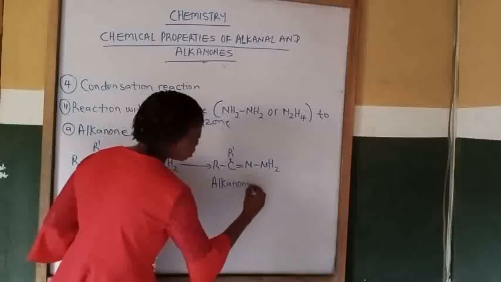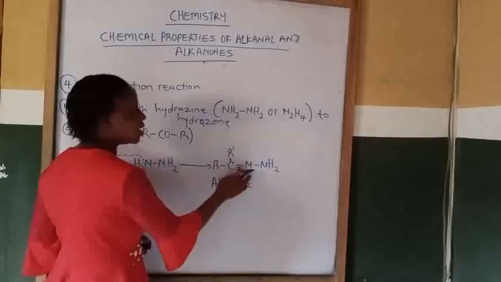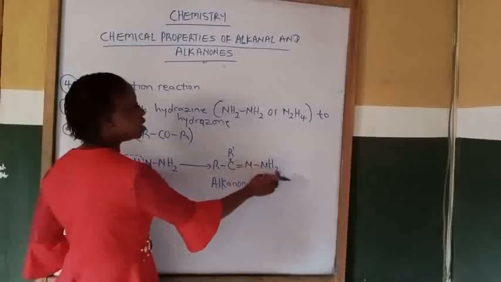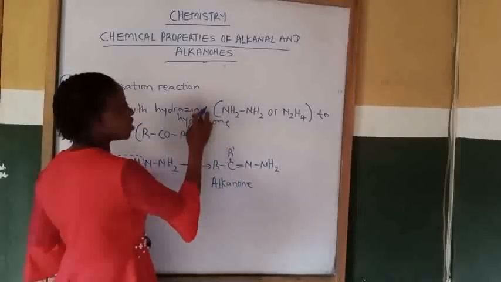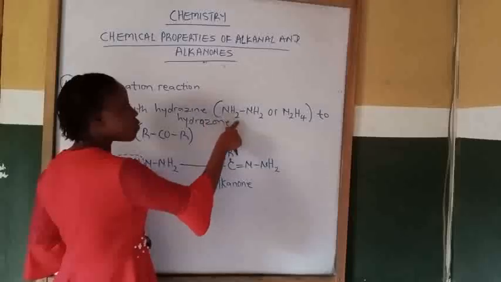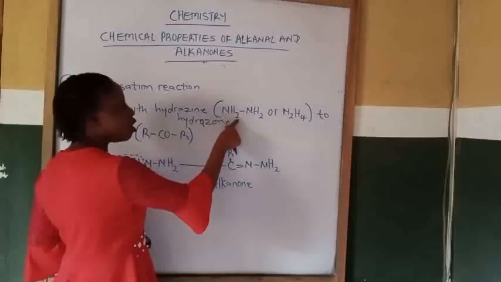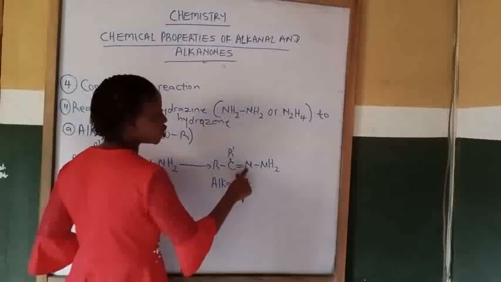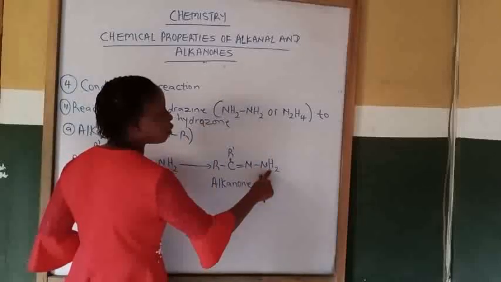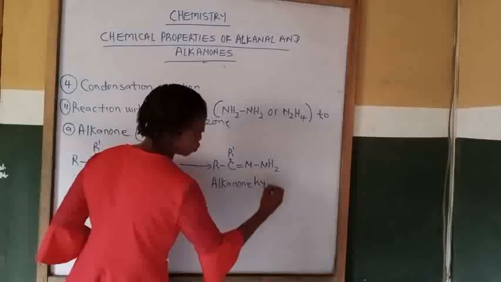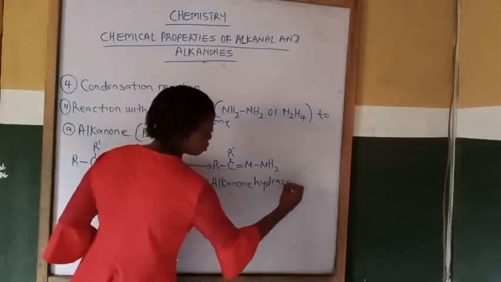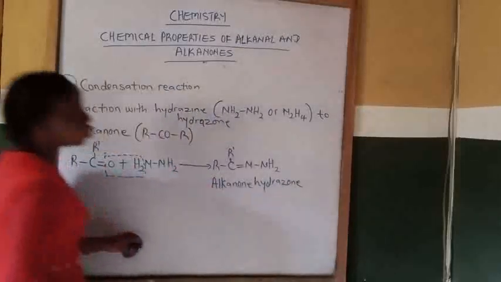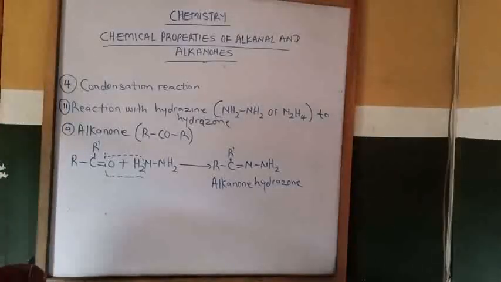Alkanol. Then this NH2 is derived from hydrazine. And when there is loss of one hydrogen atom from hydrazine, it will give us what? Hydrazone. So there is removal of a hydrogen atom from hydrazine, so we call it hydrazone. So the product will be alkanol hydrazone.